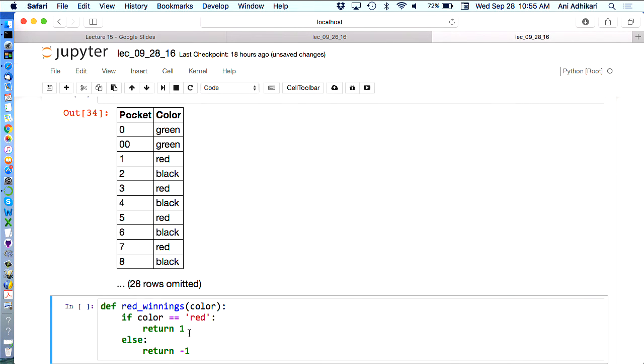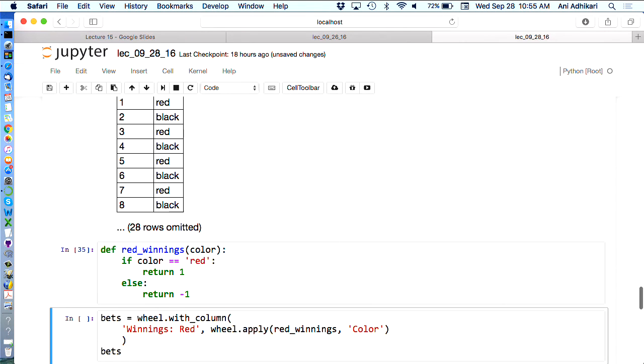If the color is red, it returns +1, and for anything else, it returns -1. Does that seem like a reasonable function to be using? Yes? So here, you will have the first part. The bet pays something to 1. That's the first something. That's your net winnings, and this is your loss on a dollar bet.